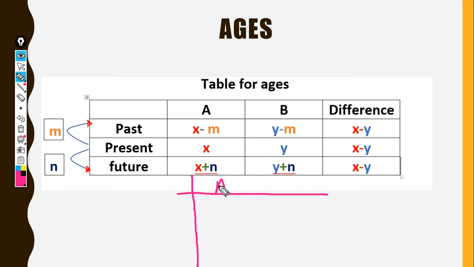One is the ages of persons A and B. This is the present: A's age is x, and B's age is y. Past, I will indicate with a circle, like this. Past means like this, and I will maintain an arrow in problems.